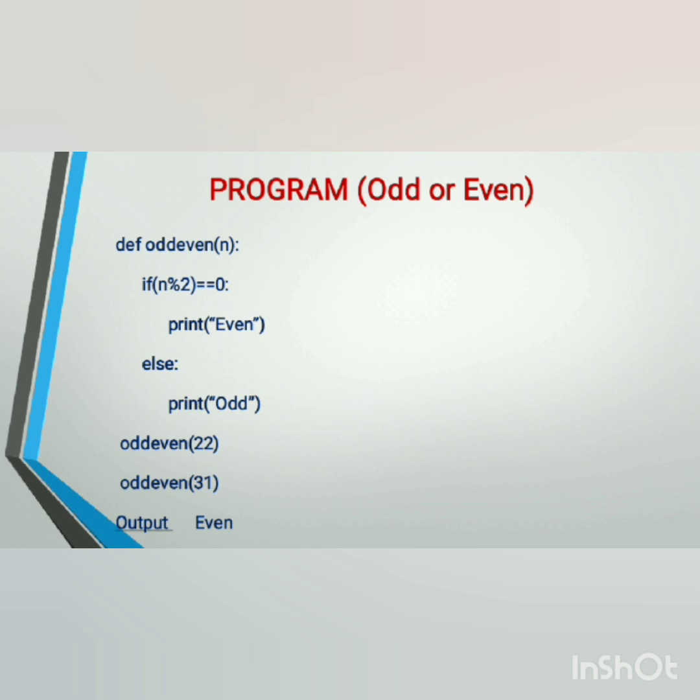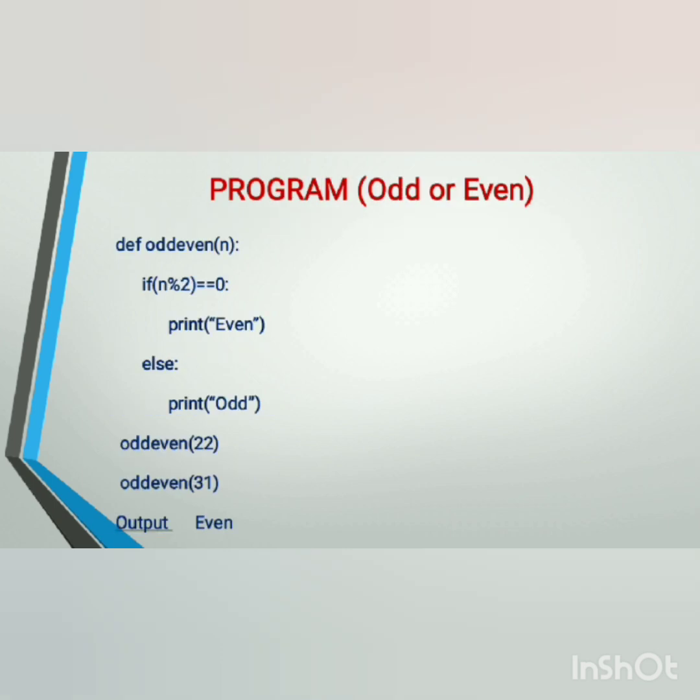Again control moves to the function call. Again I have passed some other value, 31. Control moves to the function definition. Now n carries 31, and the if condition is 31 percentage 2. Here the remainder is 1, right? So 1 equals 0 is false. Since the condition is false, the print even statement will be skipped, and control automatically moves to the else part. Here it will print odd. So your output is odd.